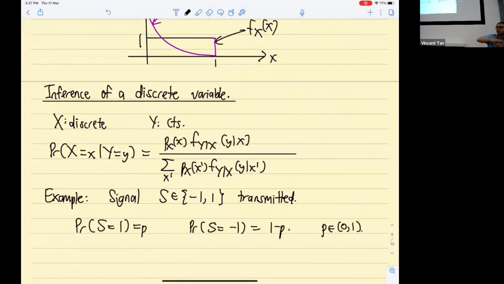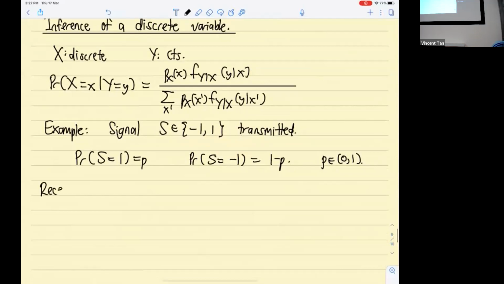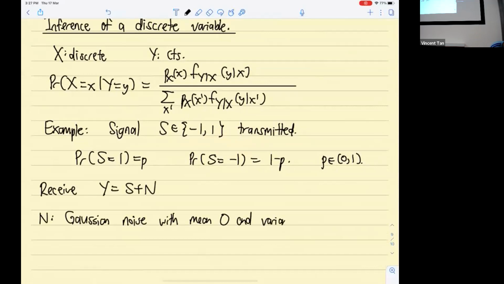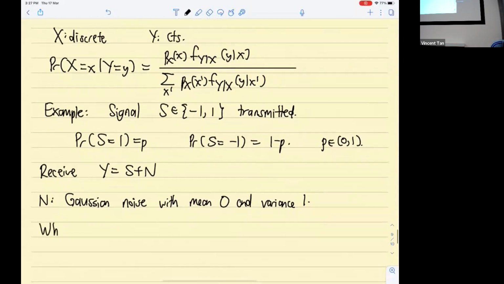Okay, so we have a signal that we want to transmit across a noisy channel, and the probability that the signal is actually 1 is p, and -1 is 1 minus p. Now what do we see? We receive not S, but we receive Y equals S plus N. N is noise. N is basically standard Gaussian noise with mean 0 and variance 1. Okay, so the question is, what's the probability?